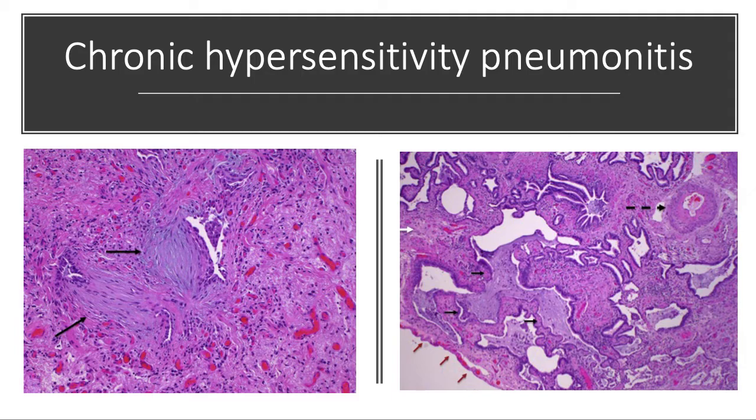On the left picture, you see a large area of fibrosis within which there are two fibroblastic foci shown by the long black arrows on the picture on the left, that contain bluish myxoid stroma. On the picture on your right, you see extensive interstitial fibrosis shown by the solid white arrow and honeycomb change shown by short black arrows in a patient with chronic hypersensitivity pneumonitis.